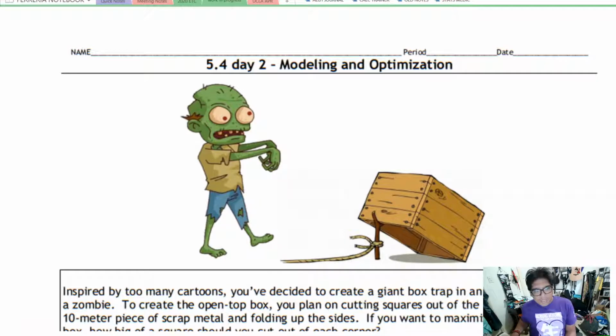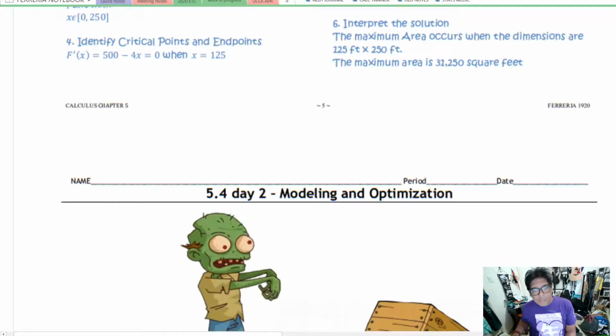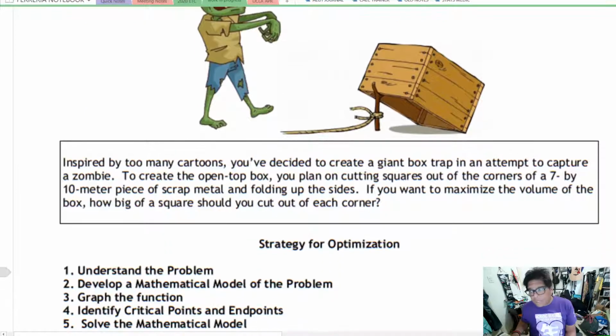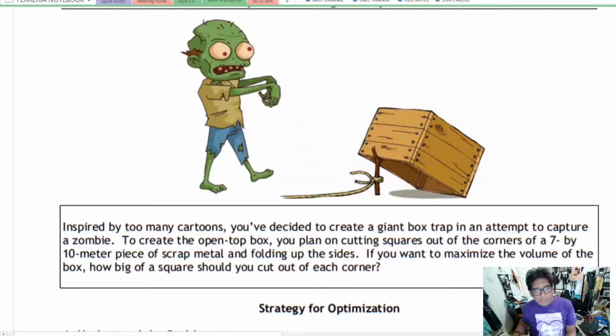So, inspired by many cartoons, you have decided to create a giant zombie box trap in order to capture, of course, the zombies. You're going to make a box that's basically an open top box like this. You're going to invert that box and hopefully catch us some zombies. You're going to make that out of a 7 by 10 meter piece of scrap metal. That's admittedly a really big piece of metal.